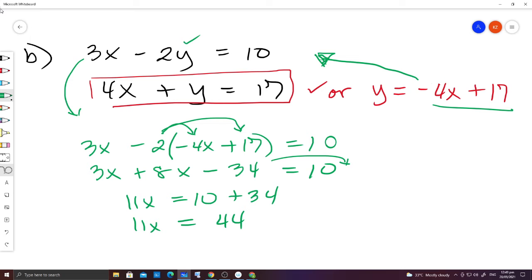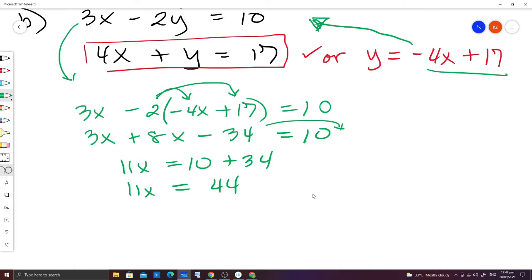Next, Ganjapon. Okay, what is the value of x? Value of x: 44 divided by 11. Then x is equal to 4. Okay, thank you.